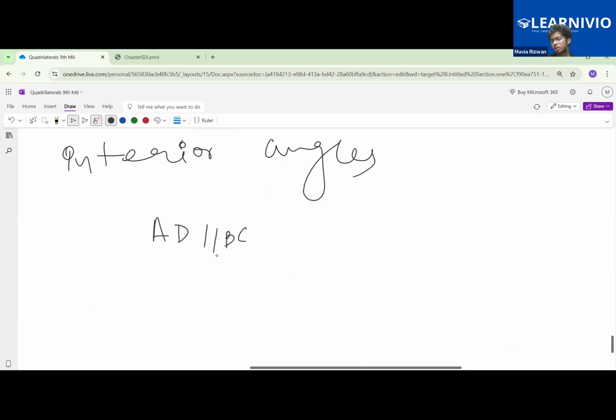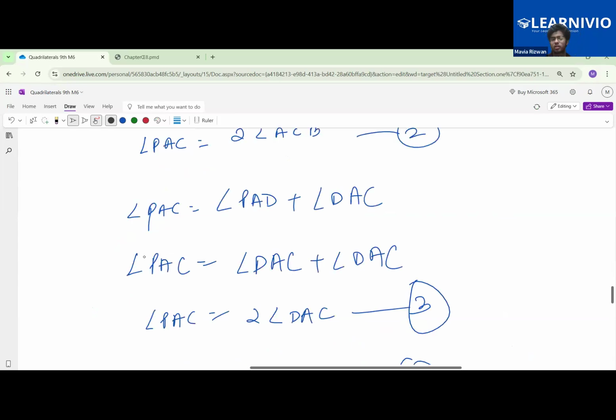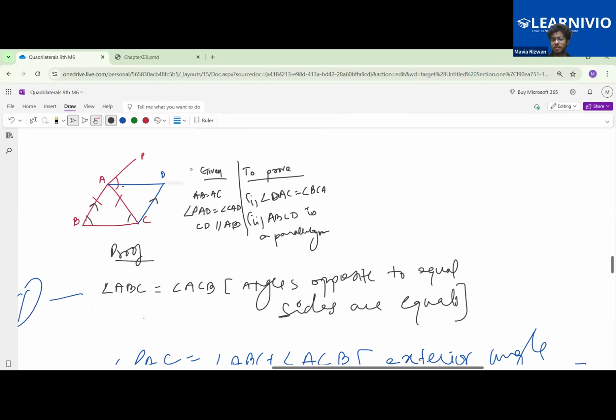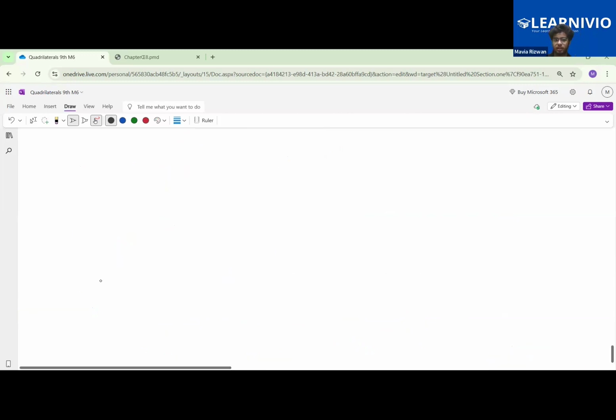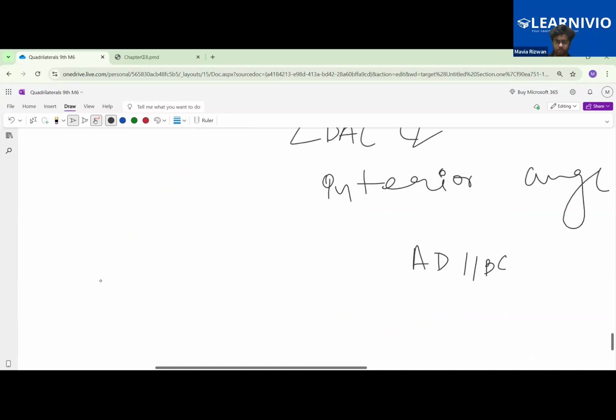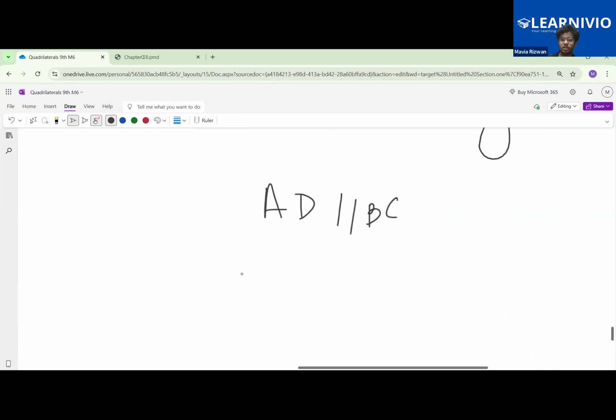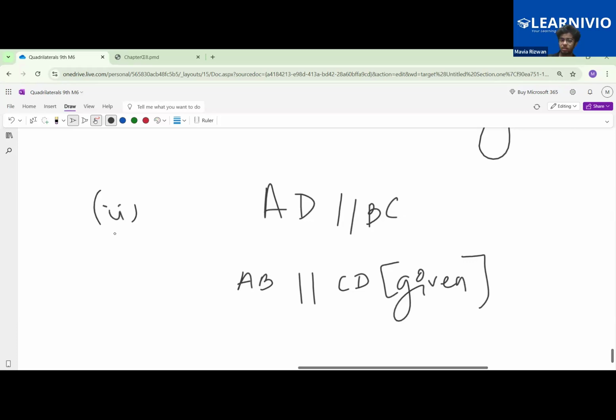So AD is parallel to BC, and we already had AB is parallel to CD. This was already given. So this is the second part, right? Is this the second part? Given part, given. So yeah, second part. Okay, so this we prove.